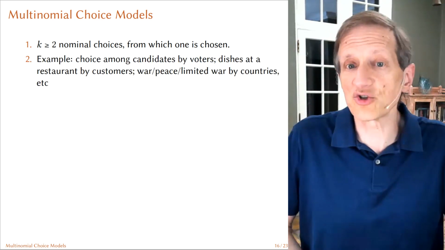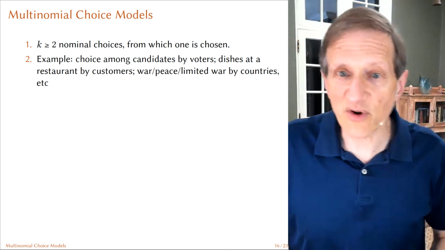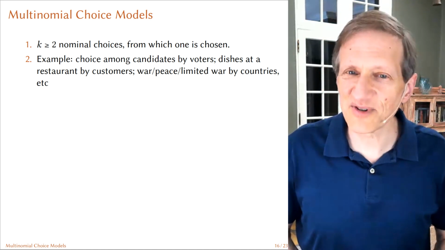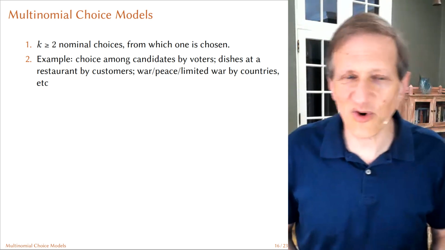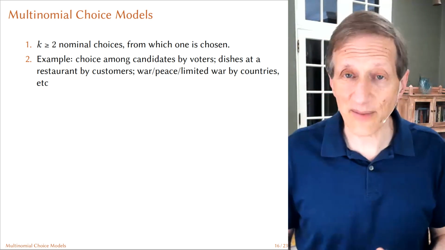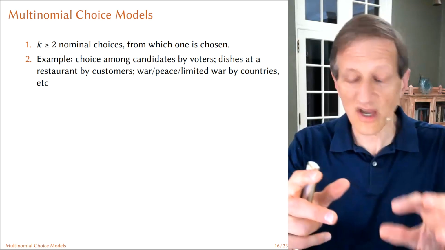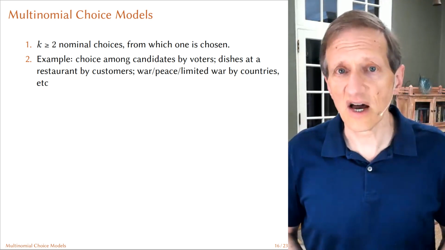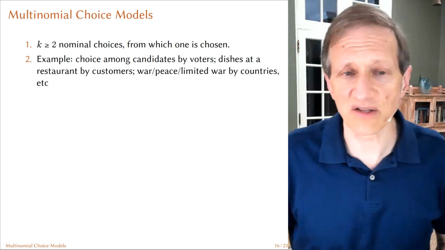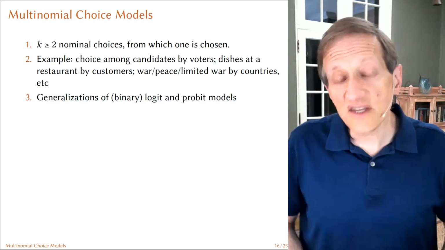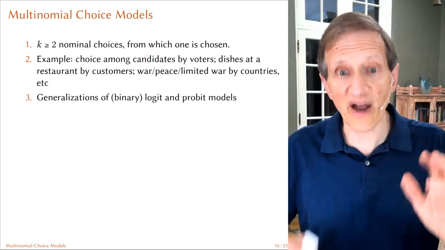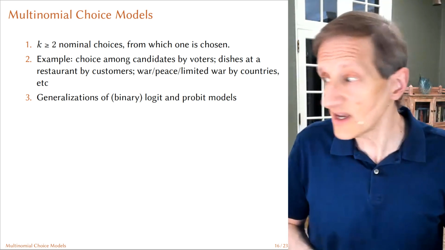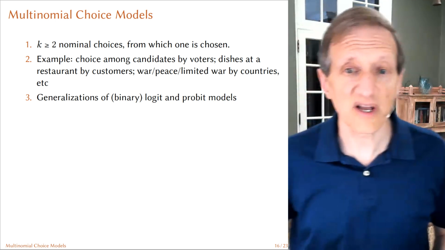So an example is choice among candidates by voters, dishes at a restaurant by customers, war, peace, limited war by countries. There's lots of examples in which there's discrete outcomes. There's no necessary ordering among the outcomes, and we choose among them. These are direct generalizations of binary logit and binary probit. Turns out they generalize in somewhat different ways with pretty big consequences for computation and interpretation.